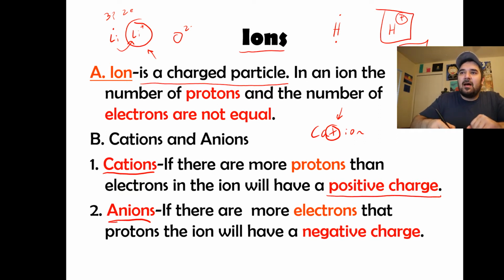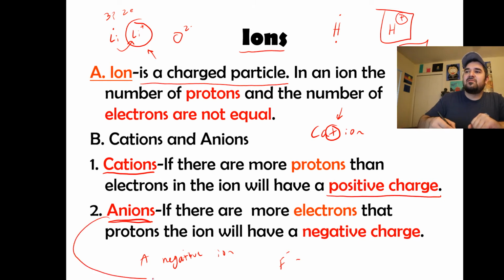Next one we have is anion. The way I remember that one is A Negative I-O-N. So a negative ion. And that's how you remember these. An example of a negative ion is going to be anything on the right side of the periodic table. So fluorine, once it gains an electron, it becomes F-. This is an anion. Another example is going to be something like oxygen. Oxygen, after it gained 2 electrons, is another example of an anion.